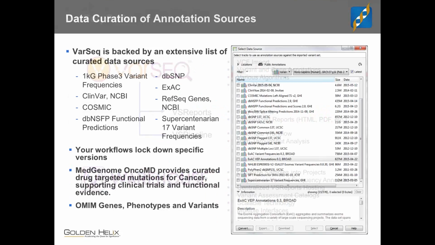All right, so now because VarSeq is a filter and an annotation engine, it's of course only as good as the annotation sources that support it. And so VarSeq is backed by an extensive list of curated data sources that includes things like dbSNP, ExAC, ClinVar, COSMIC, and many, many more. We're very proud to have one of the largest and most up-to-date repositories of public annotation sources. And our data curation team takes a lot of pride in the attention to detail and making sure that the data you're using is accurate.